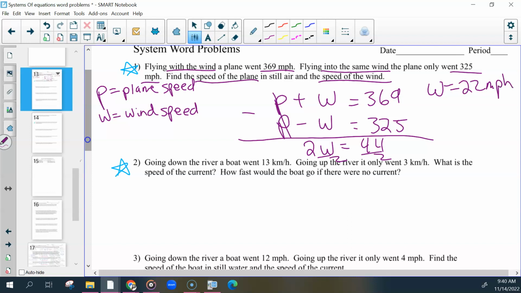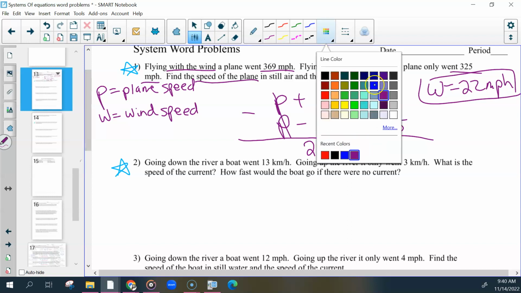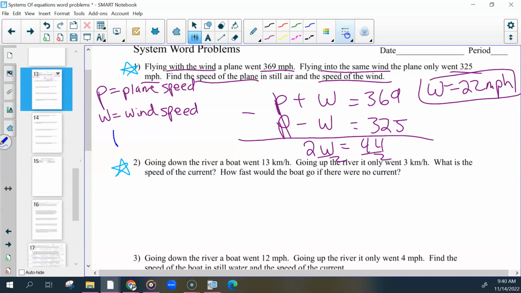Again, label your answers. Here we're dealing with miles per hour, so that would be our label. Be careful because they're not all miles per hour. Some are kilometers per hour or whatever. And then we can go back and find P. So pick whichever equation you want, put W in, and solve for P.